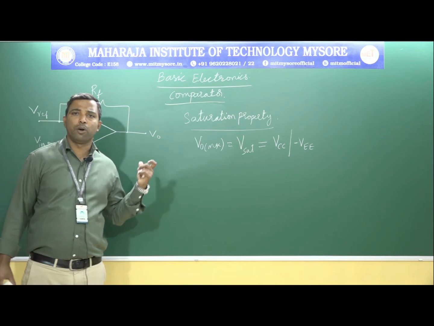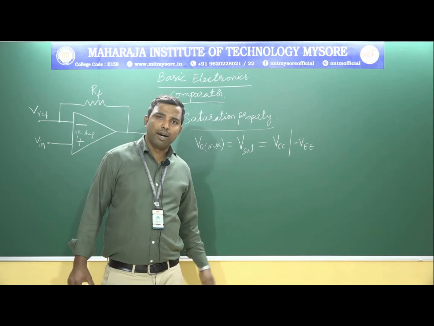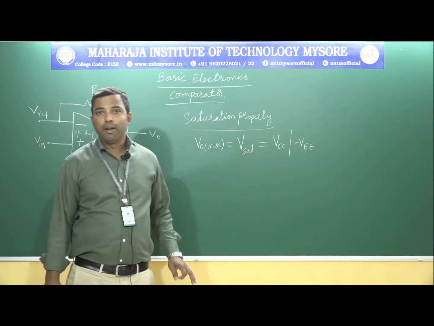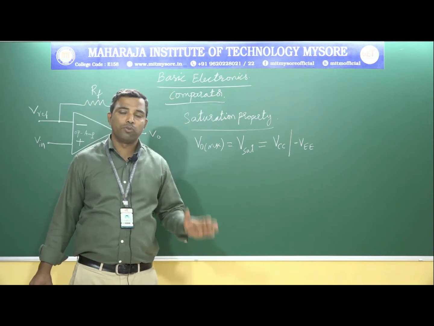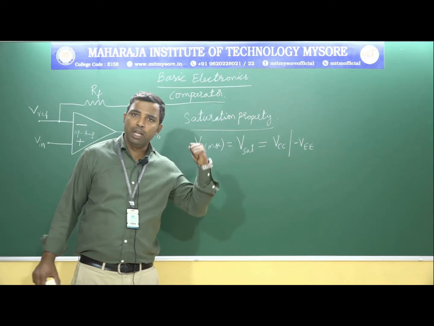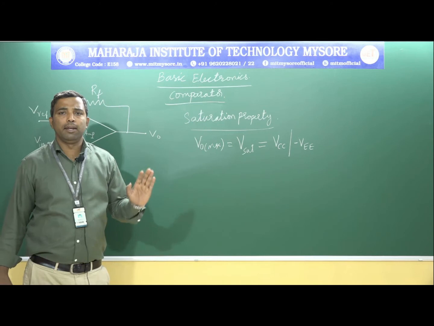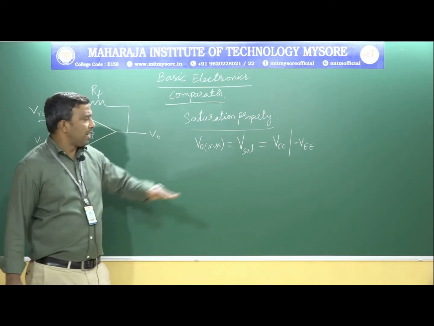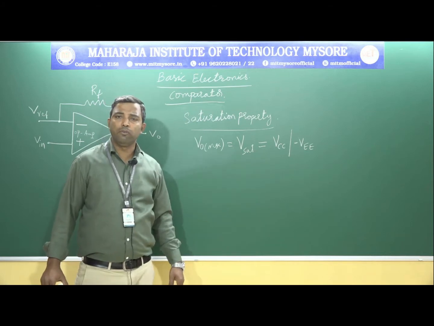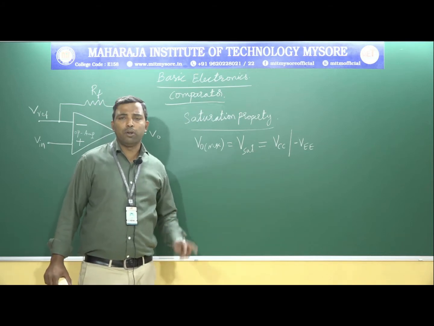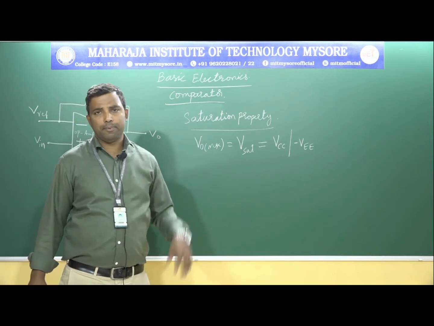If the output is positive, that means positive V saturation, that is plus 12 volts or plus 15 volts. If the output is negative saturation, that means minus VEE, that is minus 12 volts or minus 15 volts, depending upon the input you apply. The maximum output obtained in the op-amp is nothing but the saturated value, V saturation, equal to VCC or minus VEE. Those are the two maximum values we obtain from the op-amp.